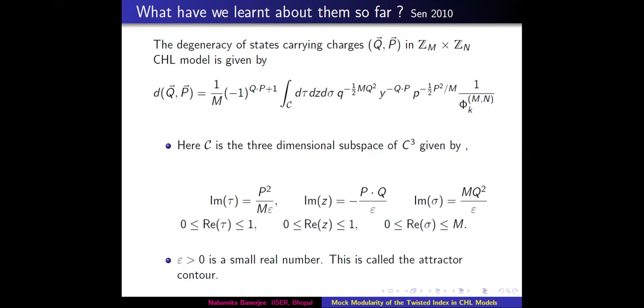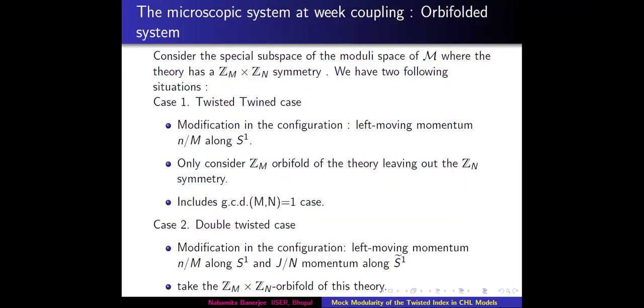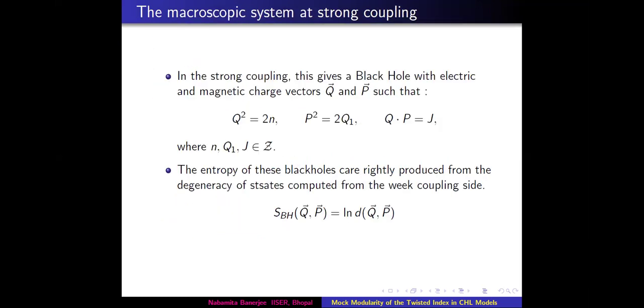For the 4-dimensional theory, it would mean that we are looking at black holes, so can I go back? You see, the correspondence with the 4-dimensional black hole is that it carries an electric charge and magnetic charge, where the electric charge squares to n and the magnetic charge q dot p is j. What changes here is that this n will be replaced by n by m, and this j would be replaced by j by n. For these co-prime, or relatively prime, values of m and n, results are known.